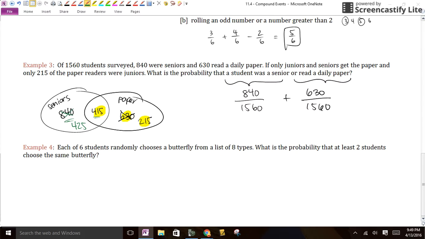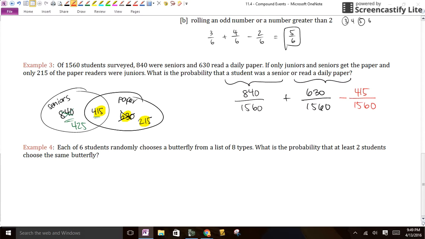There's 415 seniors that read the paper, and there's 215 juniors that read the paper. And so there are our little bubbles. And so what do we do when we do this problem? We're like, oh wow, look, there is a group of kids. In fact, there's 415 kids that I did not want to count because I counted them twice. So there is my final answer.